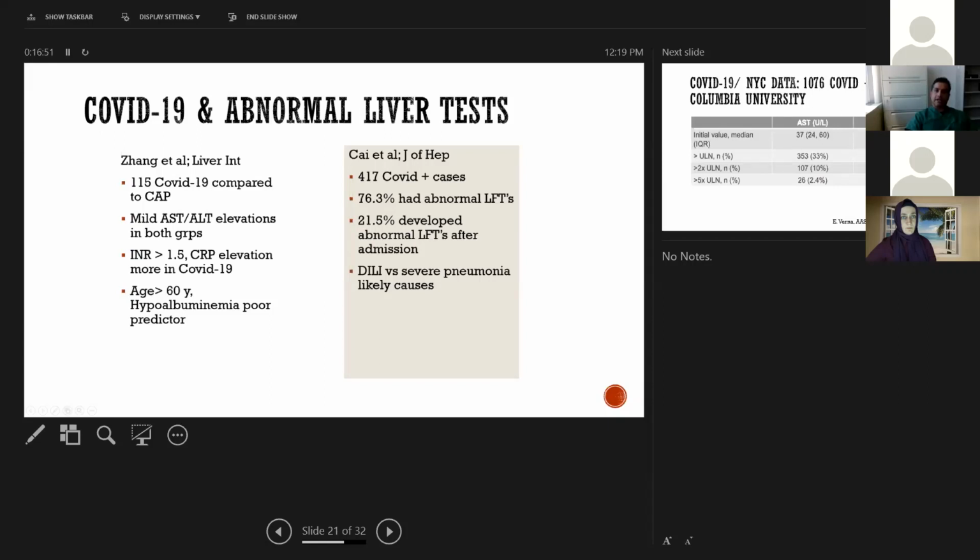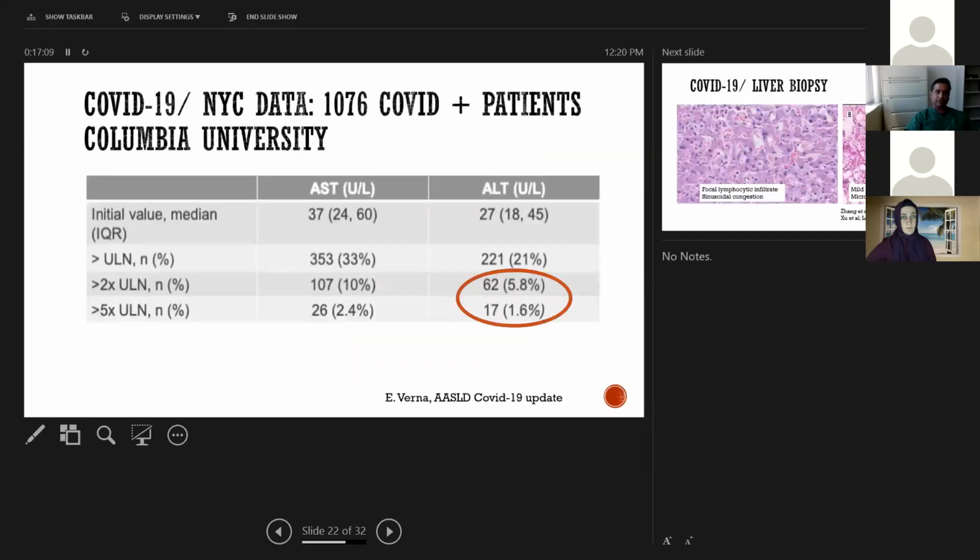The other publication looked at 417 cases, and approximately 76% of them had abnormal liver tests, of which 21% developed abnormal LFTs after admission. So again, the authors concluded that this is most likely due to drug-induced liver injury versus severe pneumonia or sepsis. This is data from Columbia University. About 1,000 patients who are positive for COVID in New York were looked at, and a majority of them had mild elevations in AST and ALT, but significant elevations more than 5 times is really rare in patients who were tested for COVID.